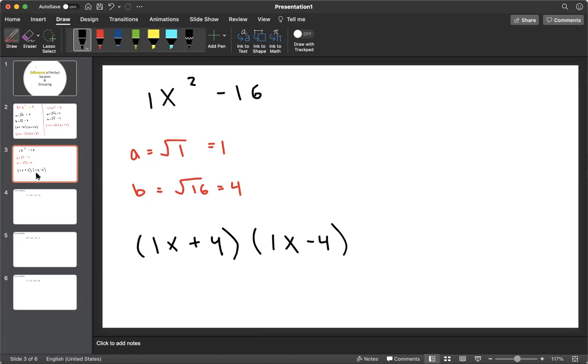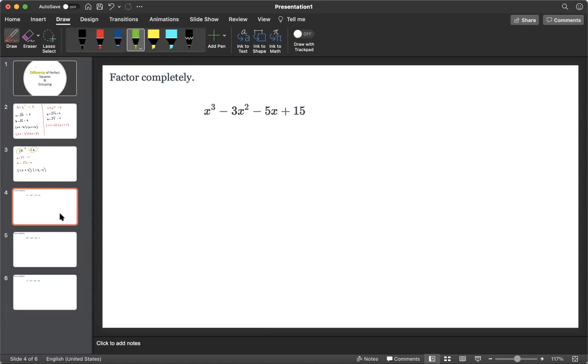This is the difference of perfect squares, so we have to have that minus. And the first number has to be a perfect square, and the second number has to be a perfect square.